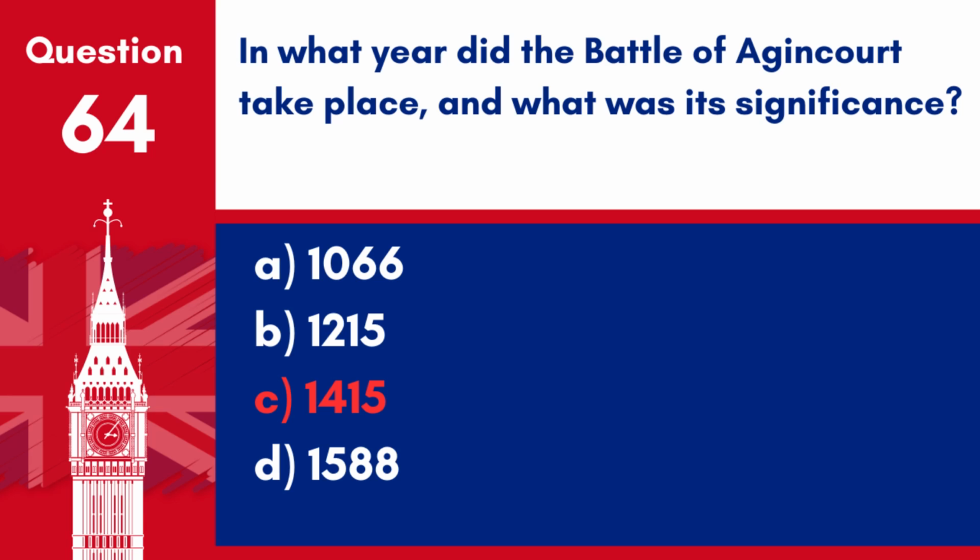Answer C. 1415. The Battle of Agincourt took place in 1415 and was significant for its demonstration of the effectiveness of the English longbow, leading to a major victory for England in the 100 Years' War against France.